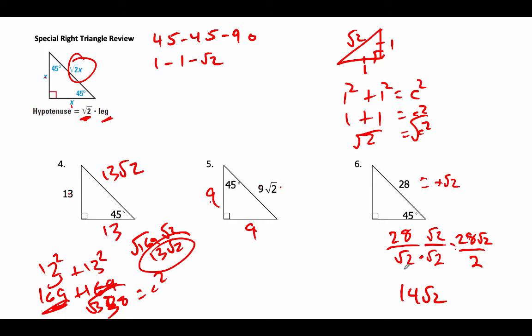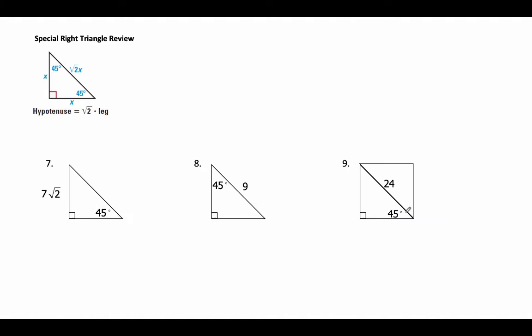Some of you will start to realize that what we're doing is dividing by 2 and then multiplying by the square root of 2. That's exactly the same thing as dividing by the square root of 2. But going through the process is the safest way, at least at the beginning, while we get our bearings on these special right triangles.